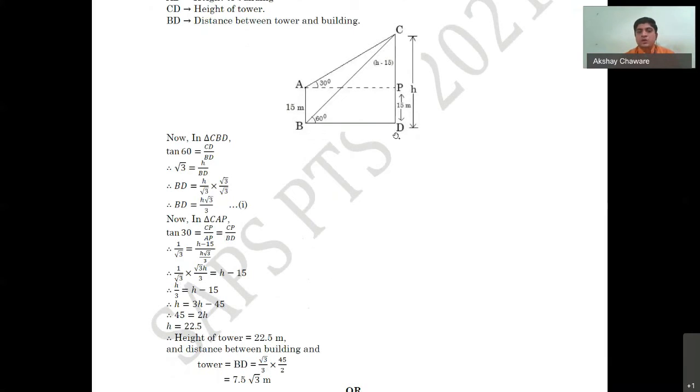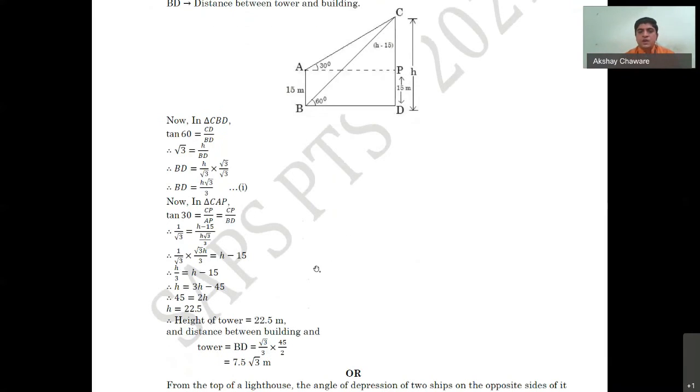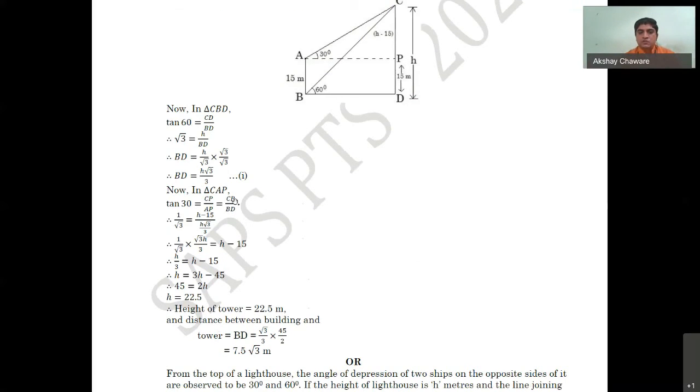So the total height is 22.5. Now we have to calculate the height of the tower. So 22.5 is the final answer. And what is the distance between the buildings? BD. BD is H√3 upon 3. So it is 7.5√3 meters. We have used this equation number 1 to calculate the distance between the building and the tower.